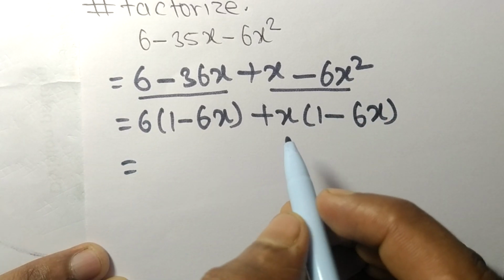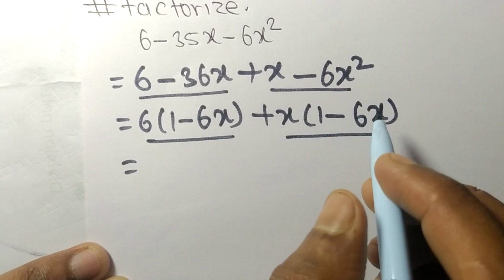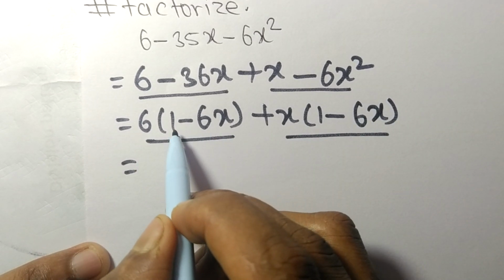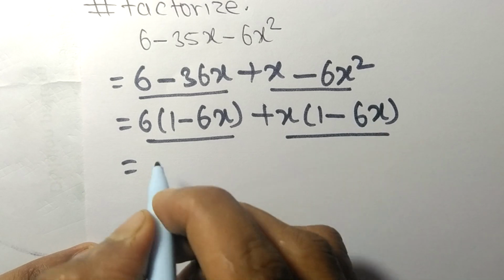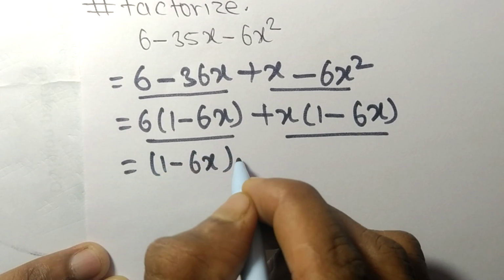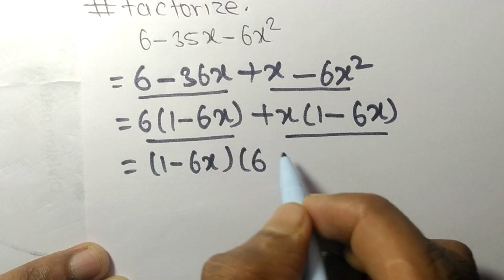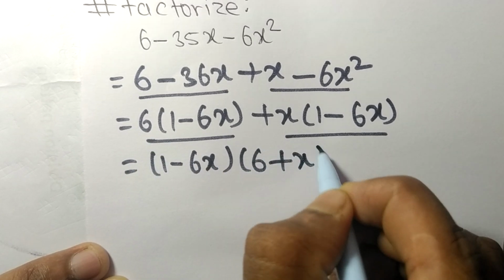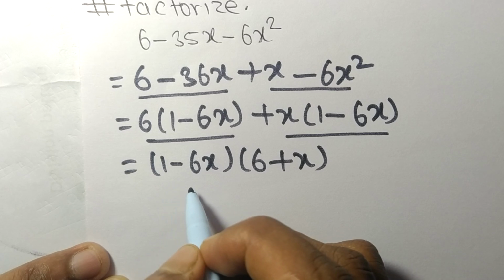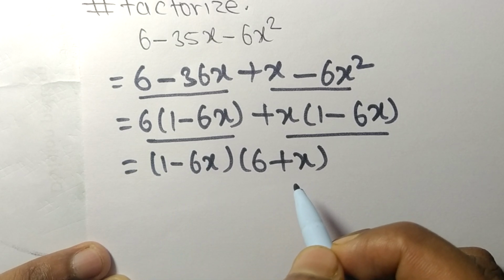Now we again find the common factor in the first and last expression. Both contain 1 minus 6x. So 1 minus 6x is common, and the remaining in the first is 6, in the last plus x. So 1 minus 6x and 6 plus x are the required factors.